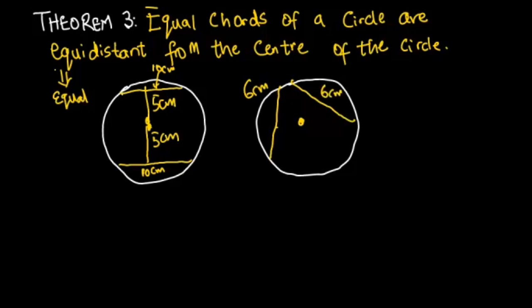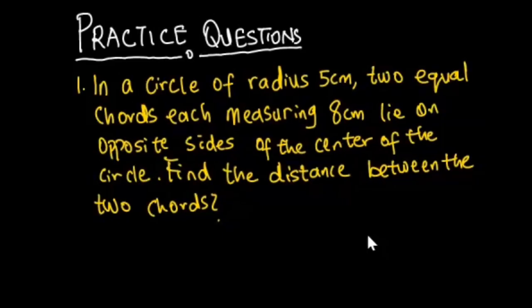The distance from here to the center, let's say 3 cm, will also be that same 3 cm from here to the center of the circle. So in real sense, chords that are equal in length, that's how they can be equal, are at equal distance from the center of the circle. So don't forget that. So we are going to look at some practice questions just to make sure we understand the various theorems we have looked at so far.